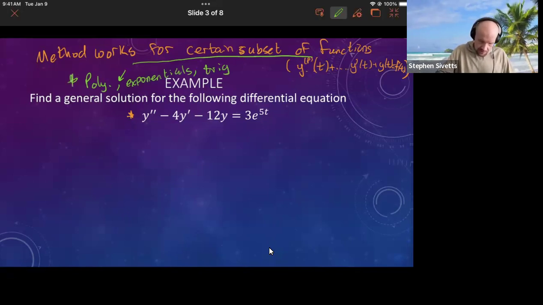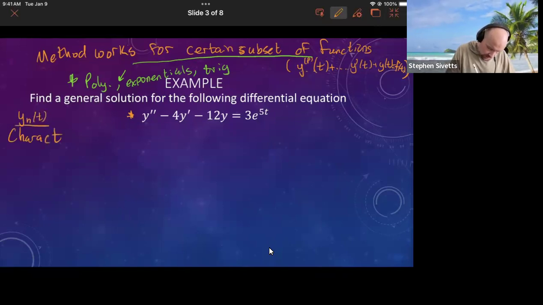Okay, so let's actually go over this example now. What we do first is solve for the homogeneous part of your general solution. The way we do this is figure out the characteristic equation.